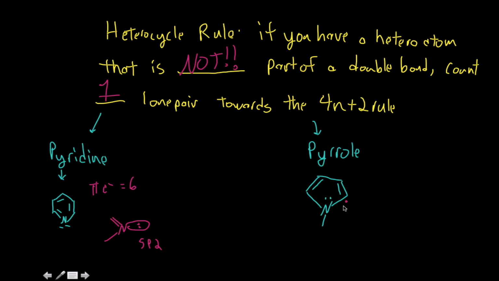Now let's compare that to pyrrole. Is the nitrogen in pyrrole part of a double bond in this molecule? Well, no, it's not part of a double bond, right? So I'm going to count 1 lone pair towards the 4n plus 2 rule. 2, 4, 6, right? So if this has 6 pi electrons, and remember, what is a pi bond? Well, overlapping p orbitals, right?